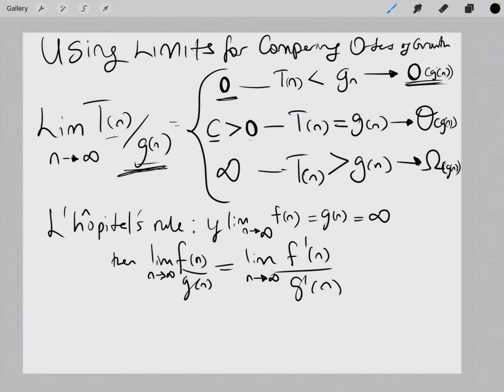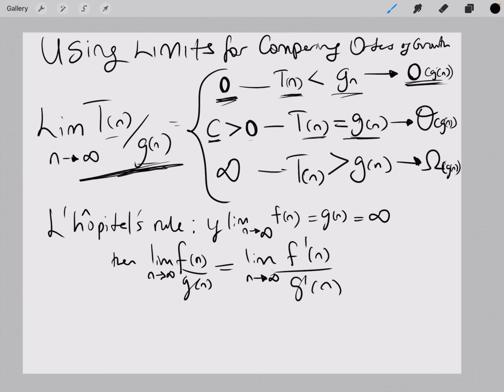If the result of this operation is 0, then the order of growth of t of n is less than the order of growth of g of n. What if we have a constant that is greater than 0? It can be 0.5, 0.2, anything just greater than 0. Then we can see that t of n grows at the same rate that g of n is growing.